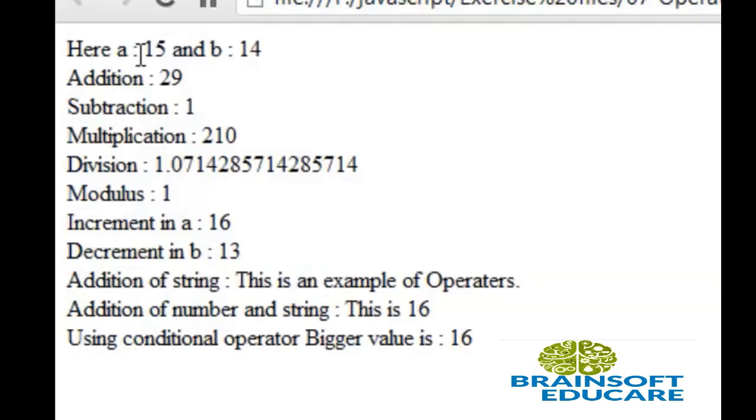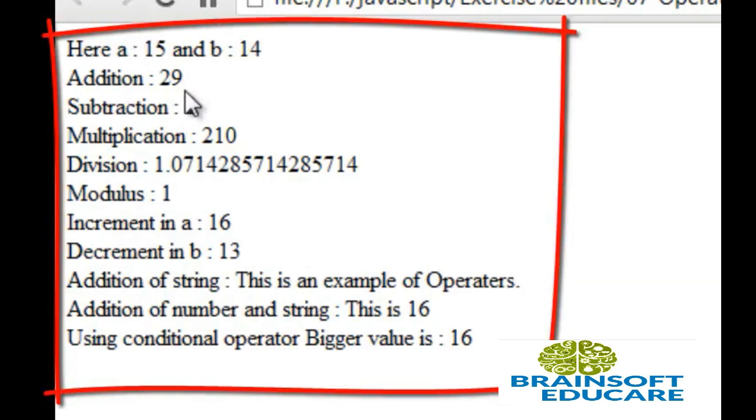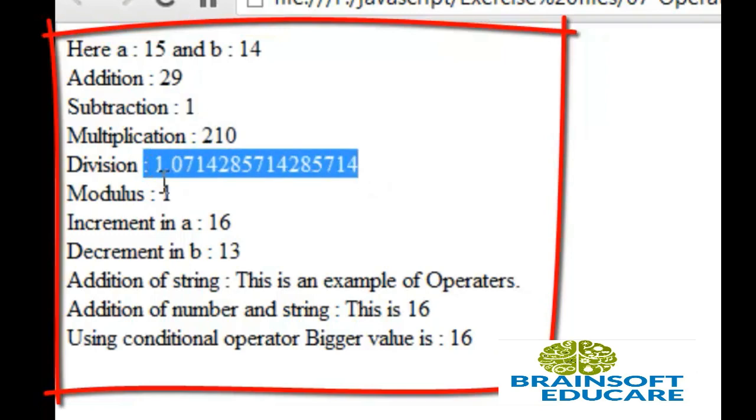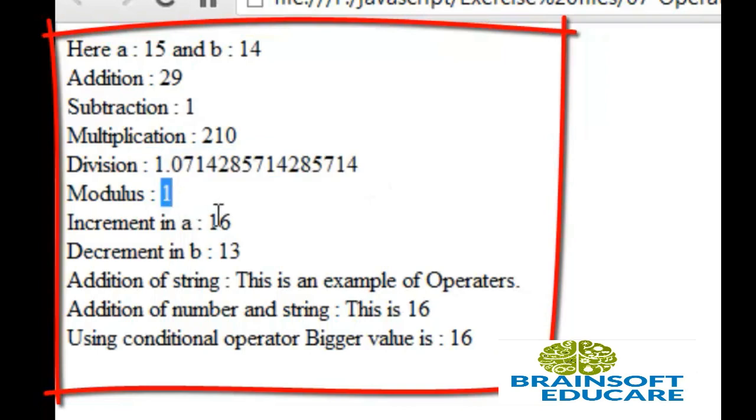This is our output. A is 15, B is 14. If we take addition, then the answer will be 29. For subtraction, it's 1. For multiplication, this is for division. This is for remainder.